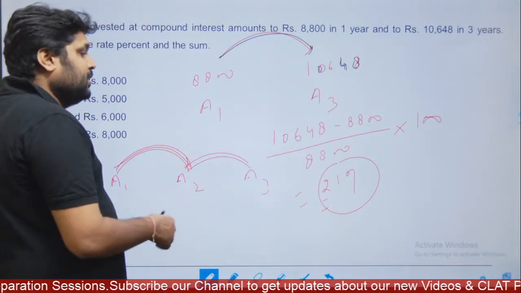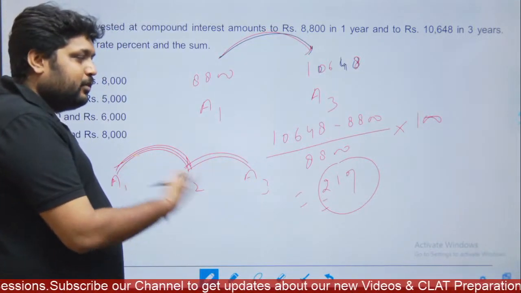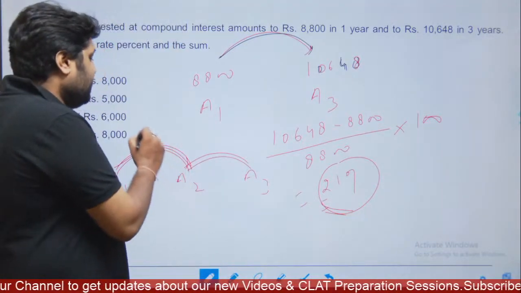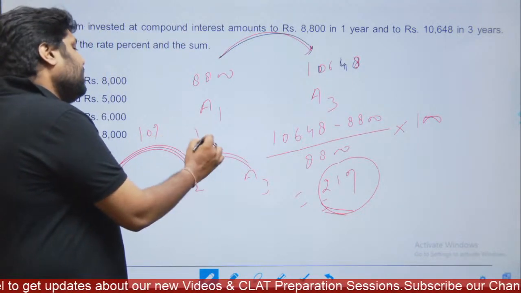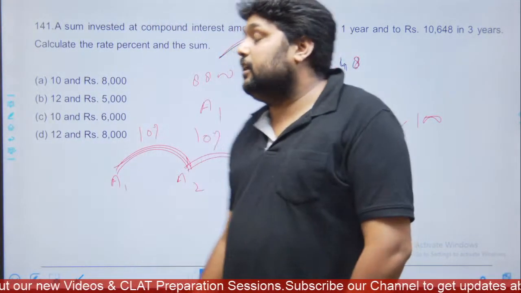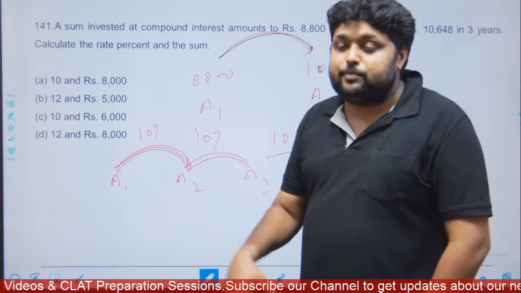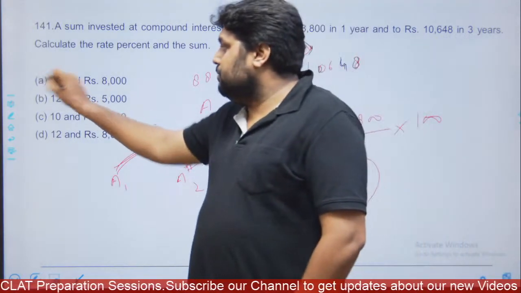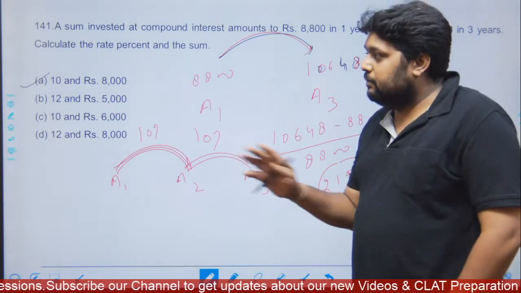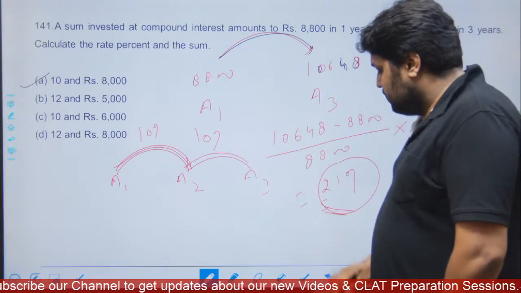You can check with the options, and we have solved many questions on this. So we know that 21% is the net interest, so definitely the rate of interest would be 10%. And if rate of interest is 10%, amount after 1 year is 8,800, it means the principal was 8,000. You can easily mark answer A. Not very calculative. You can easily solve this question.